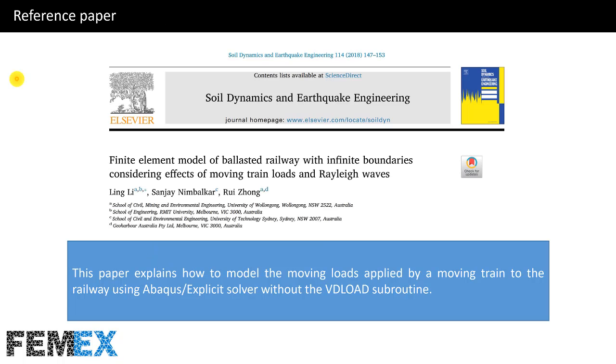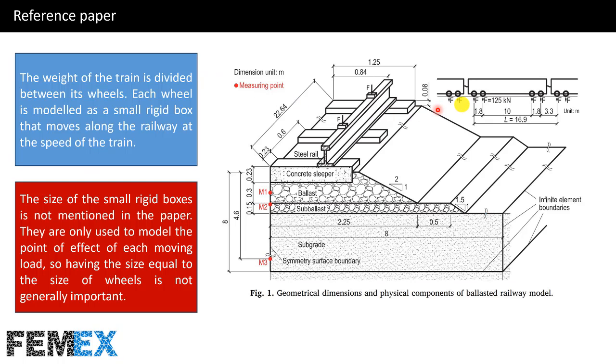Now I want to talk about the reference paper. This paper explains how to model the moving loads applied by a moving train to the railway using the Abaqus explicit solver without the VDLOAD subroutine. Here, as you can see, the weight of the train is divided between its wheels. Each wheel is modeled as a small rigid box that moves along the railway at the speed of the train.